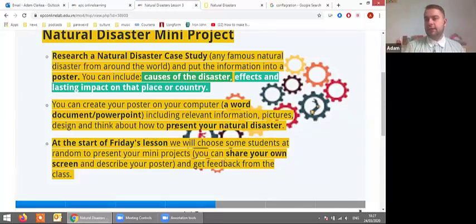So again, it doesn't have to be a really long presentation. If it's a Word document, you can just do 1 page: causes, effects, lasting impact. If it's a PowerPoint, 4 or 5 slides, and we'll get some of you to present your ideas on Friday. Does that make sense?